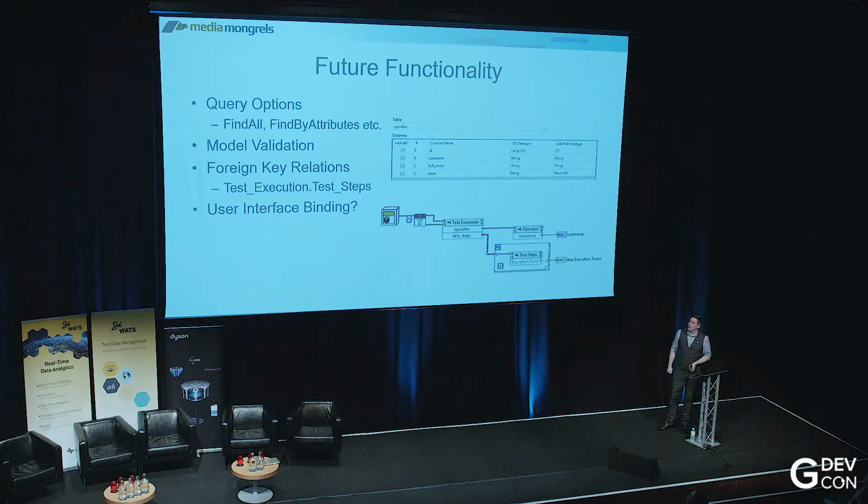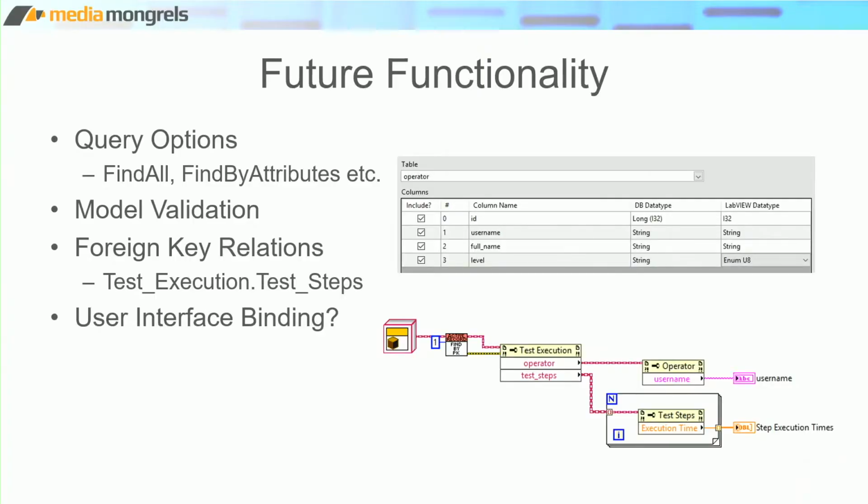In terms of future functionality, at the moment there isn't much in there by way of pulling data out of the database, because obviously you've got retrieve a record by ID. You might want to find all rows, or find all rows with certain attributes. All the kind of things that you would normally do in database queries. But I haven't really thought too much about that yet.